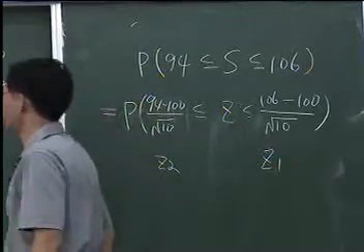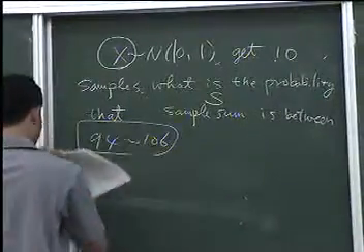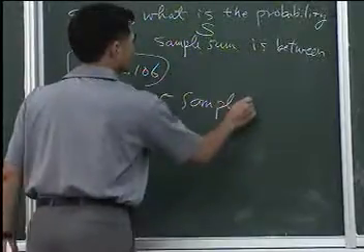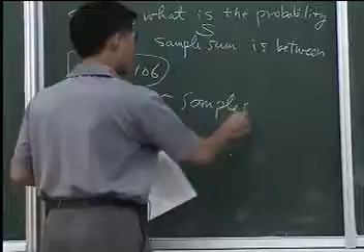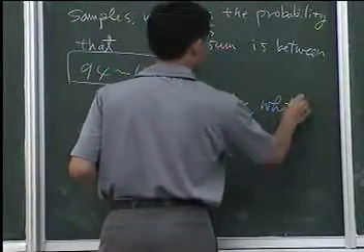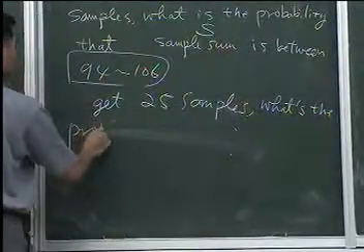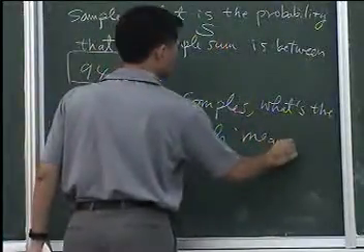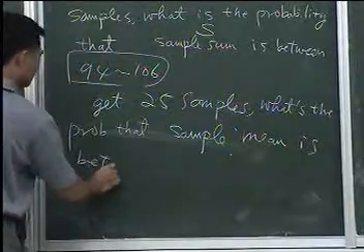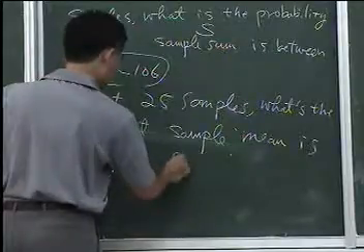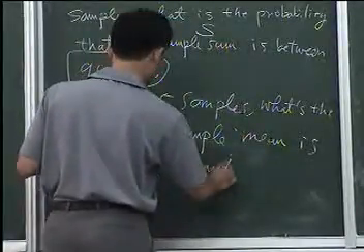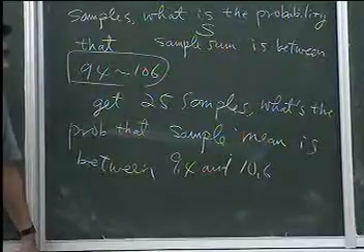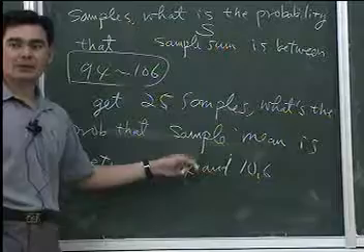Another question, okay? If I get 25 samples, now I get 25 samples, what's the probability that the sample mean is between 9.4 and 10.6? And because this is a sample mean, you have to find its distribution.